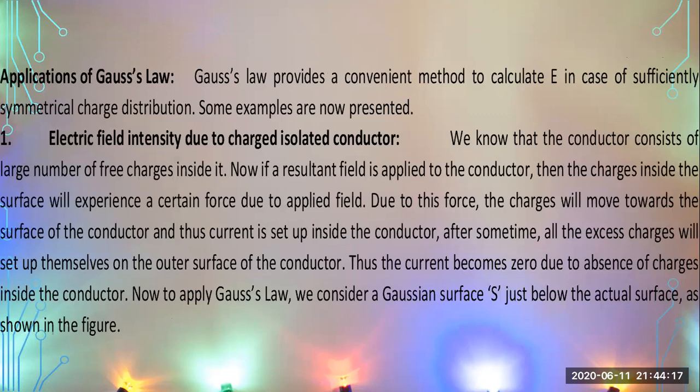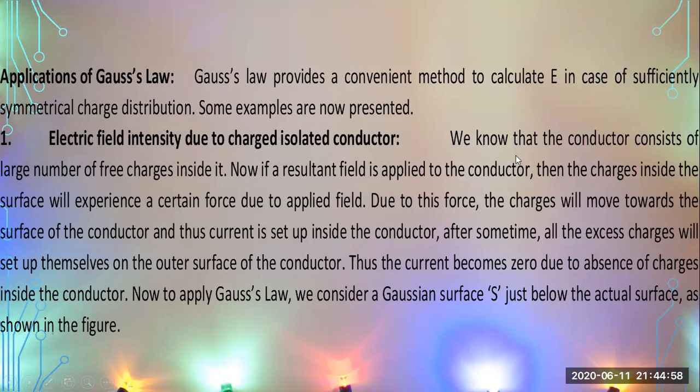So let's move ahead. During our next class we will study the applications of Gauss's law, and with a small introduction of this topic we will end our class today. Gauss's law provides a convenient method to calculate electric field intensity in case of sufficiently symmetrical charge distribution. Such examples are now presented. Number one, electric field due to a charged isolated conductor. This is one of the applications of Gauss's law. By using Gauss's law, we calculate the electric intensity due to a charged isolated conductor.